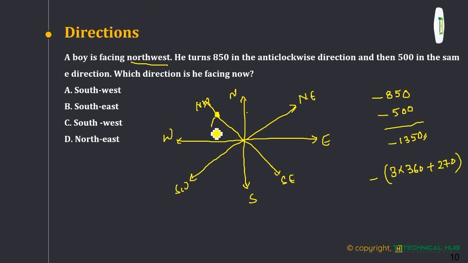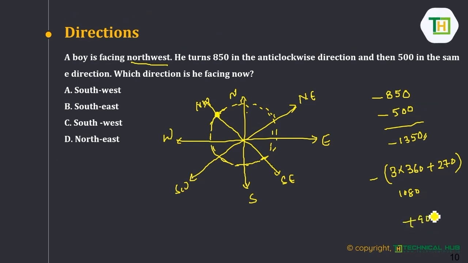Three times means in the anti-clockwise direction, the person moves the first time, again the second time, and finally the third time. So 3 times 360 means 1080 degrees is completed. What is remaining? The remaining is 270, so minus 270, or plus 90. Both are the same. So minus 270 degrees anti-clockwise or plus 90 degrees clockwise.